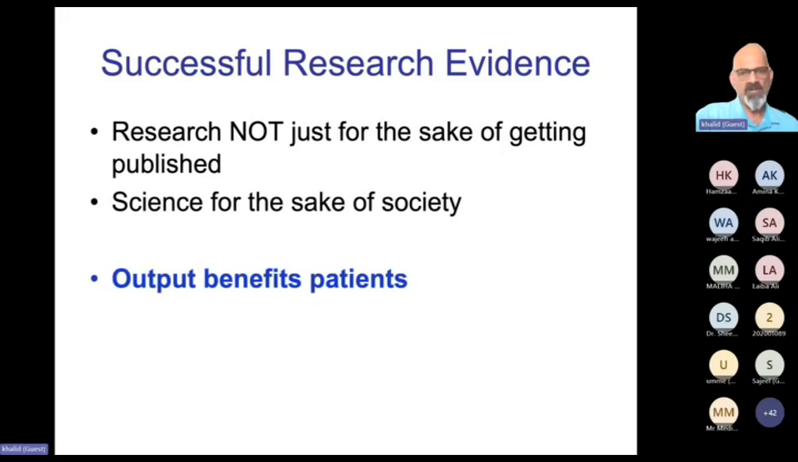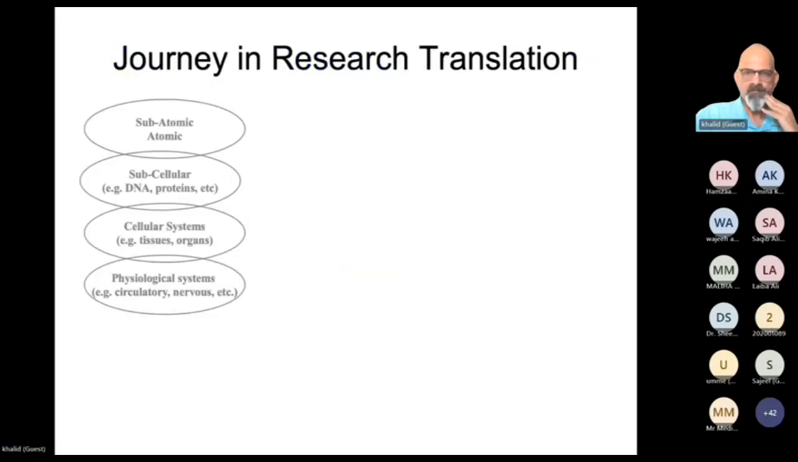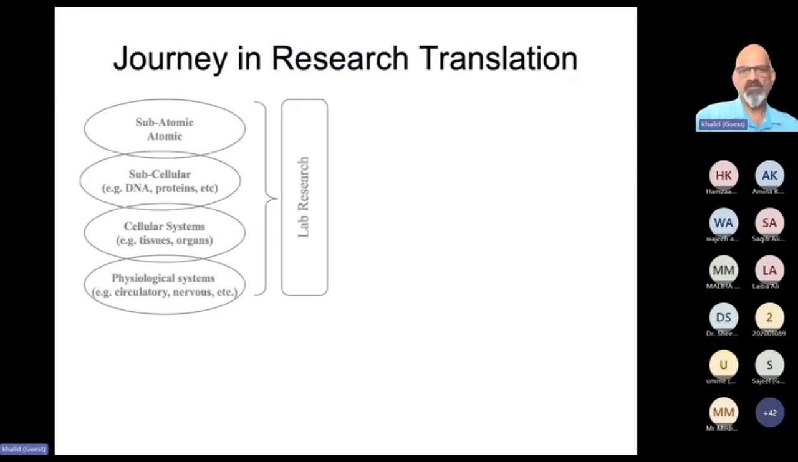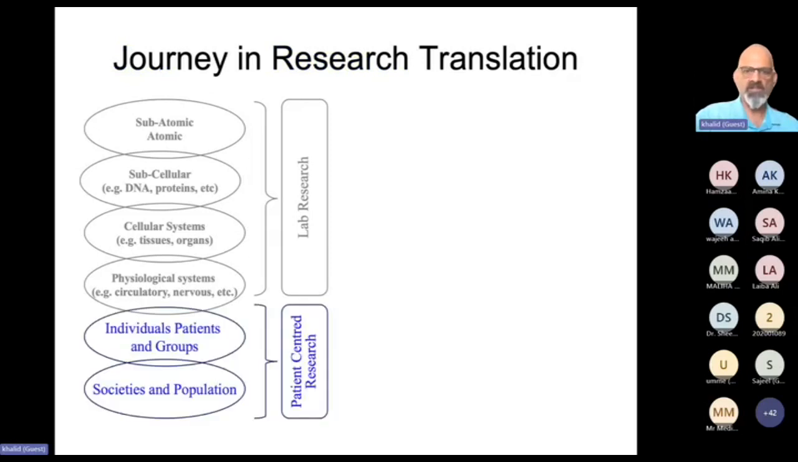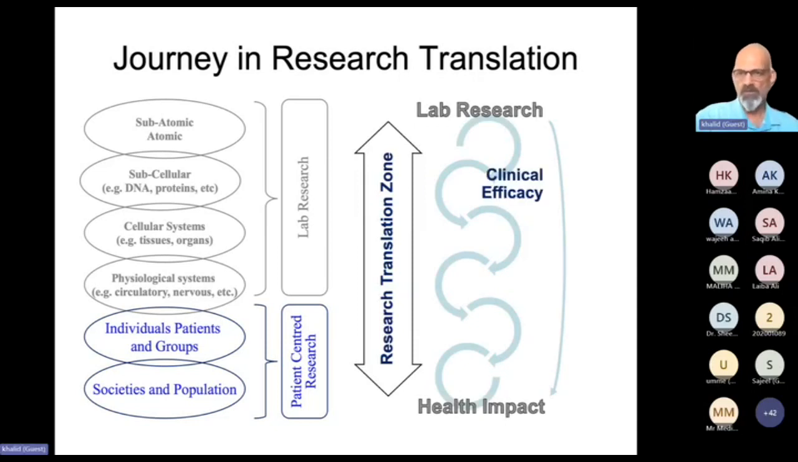So the research output should benefit patients. And how can it benefit patients? This is the journey that grading of evidence takes, as we take evidence forward and consider it for decision making, not just for publication. So this journey is called research translation. In this research, the initial steps might be lab research, then there is patient-centered research. From lab, we have to go to health impact. In this journey, there are to's and fro's.